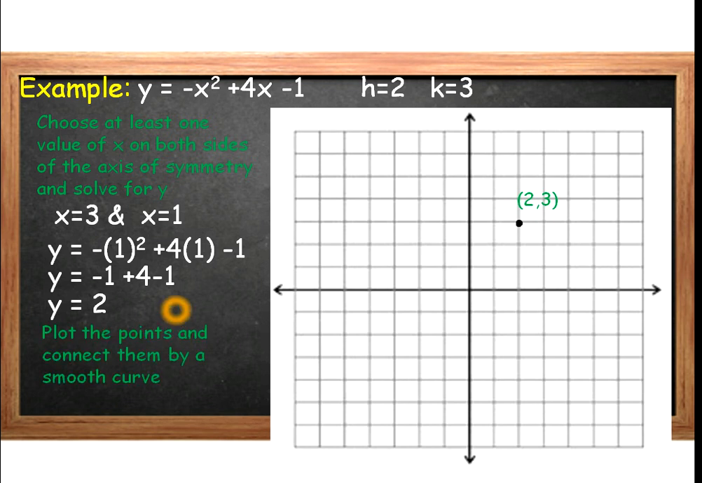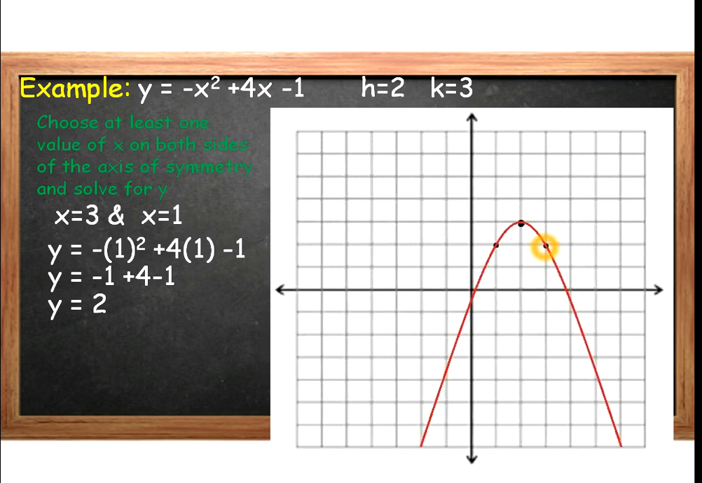Plot the points and connect them by a smooth curve. Now let's plot the points (1, 2) and (3, 2). Connect them to form the graph. This will now be the graph of the function y is equal to negative x squared plus 4x minus 1.